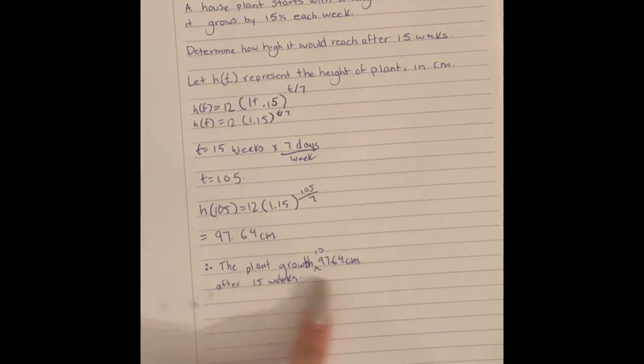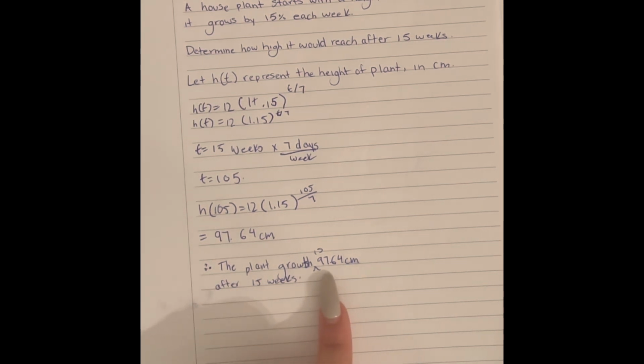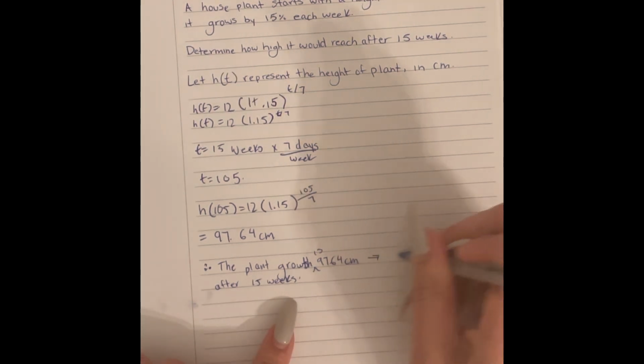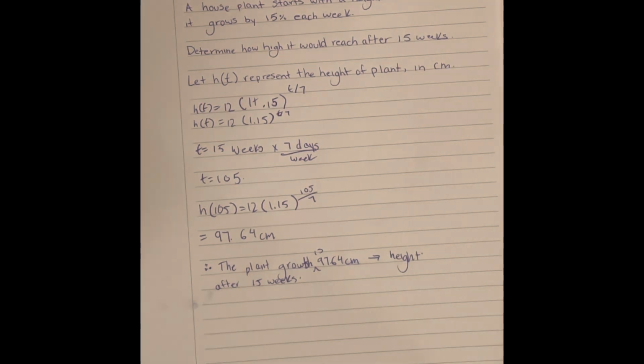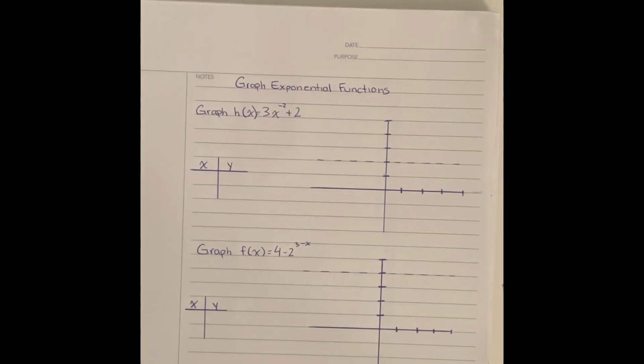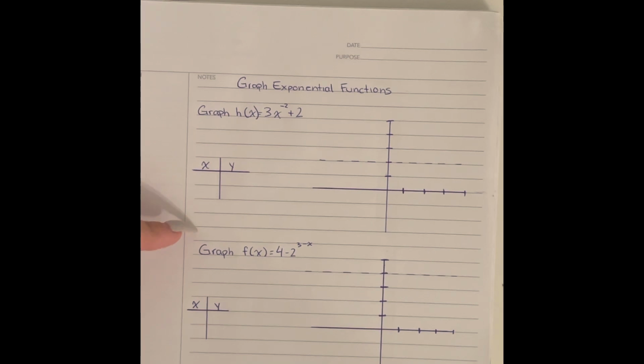So an easier way to word this is, the height of our plant is going to be 97.64 centimeters after 15 weeks. And that's all. Okay, so next I'm going to be graphing some equations.